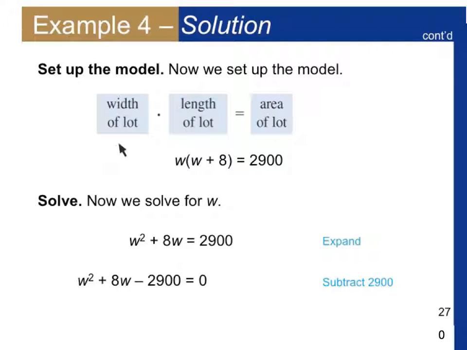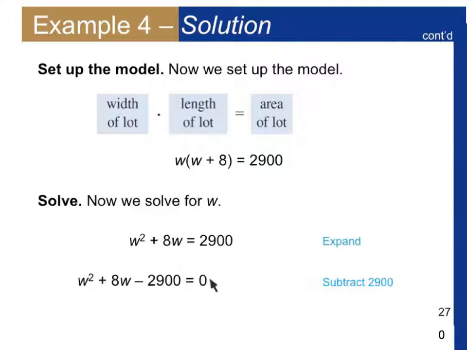And remember, area of a rectangle is width times length, so W times L is going to be 2,900 square feet. But we know that L is W plus 8, so we can just substitute it right away. We don't need to use L at all, really. So W times W plus 8 is 2,900. Now if we distribute on the W plus 8, we get W squared plus 8W equals 2,900. That's a quadratic equation because we have a square on the W there.